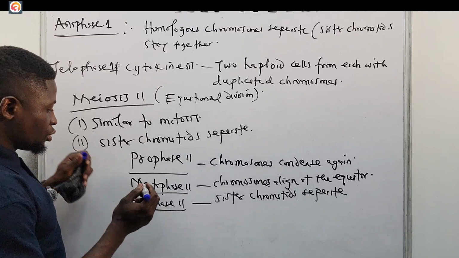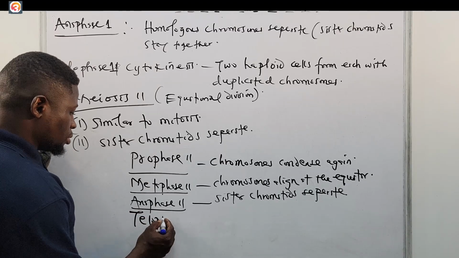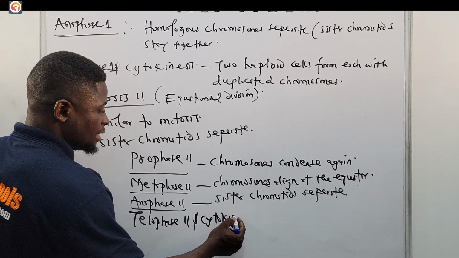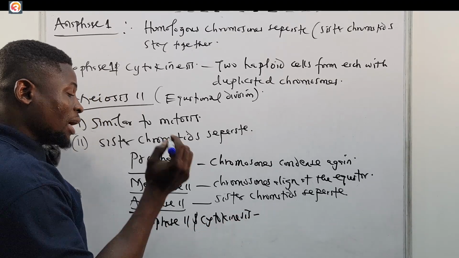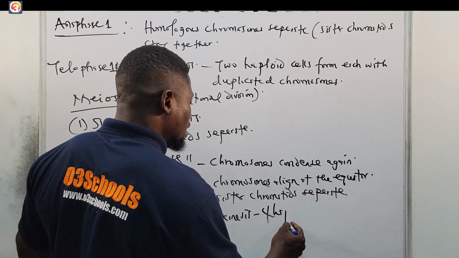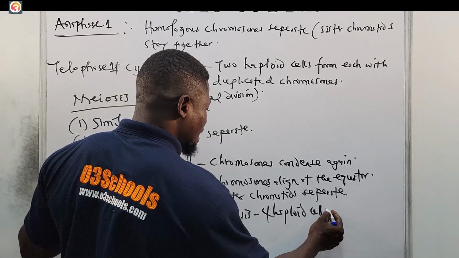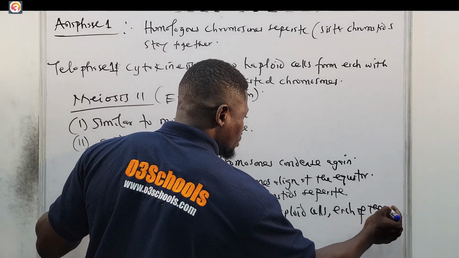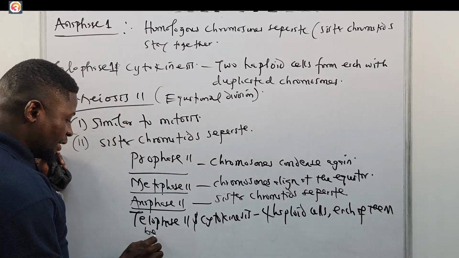And now in telophase 2 and cytokinesis, what we now have is 4 haploid cells, each of them being genetically different.